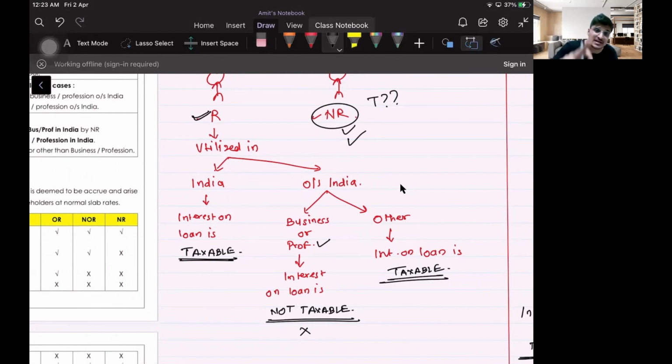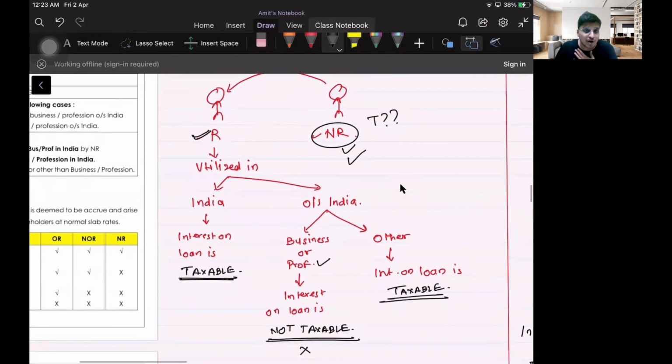But अगर वही resident बंदा utilize कर रहा है वो loan, know-how and technical service outside India but not for business and profession but for other purpose, then in that case interest का जो payment होगा, royalty का payment होगा और FTS का payment होगा, and that payment will be the income for non-resident. For non-resident, will it be taxable? Answer is yes, because resident is utilizing that money outside India but for other than business and profession purpose. That's why it will be taxable.